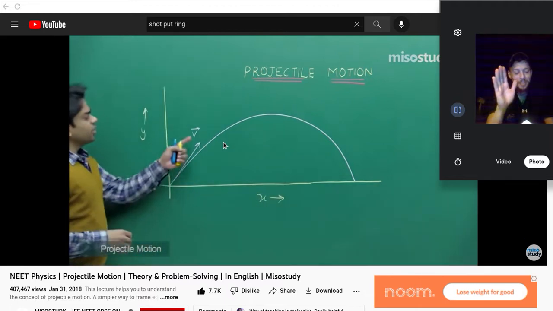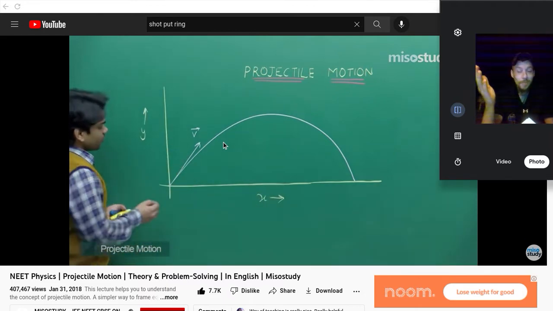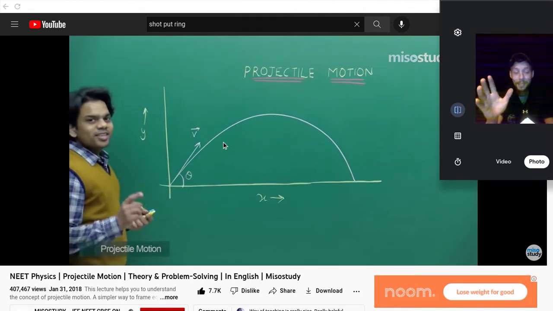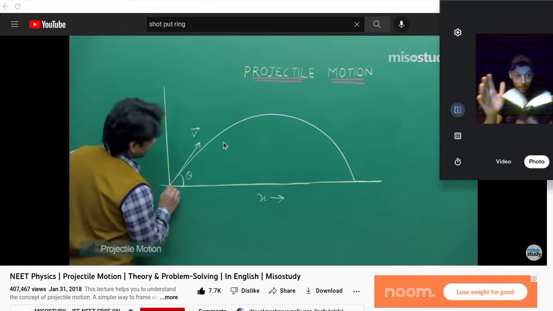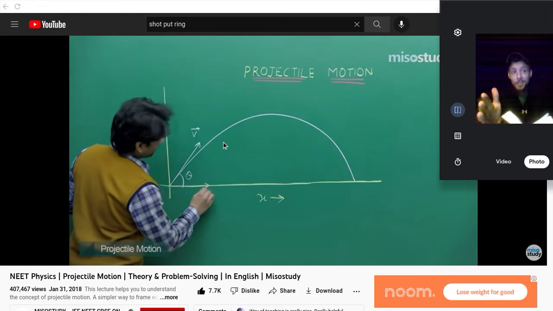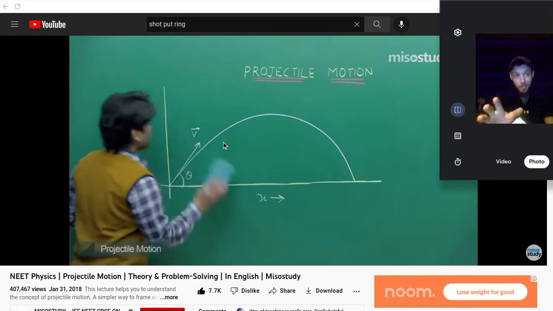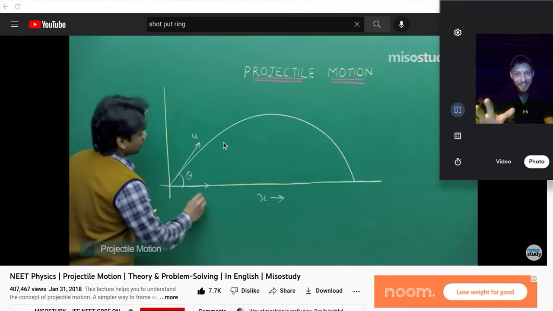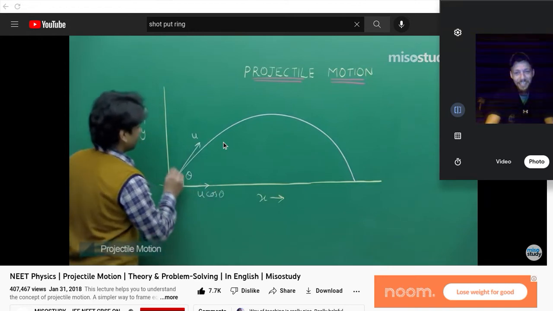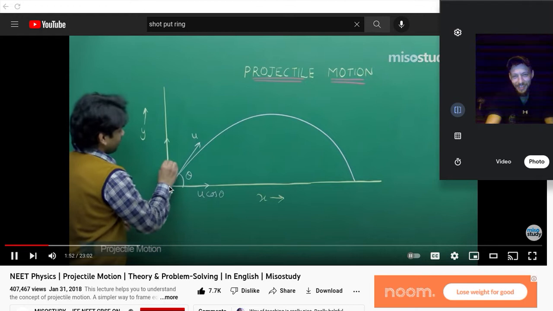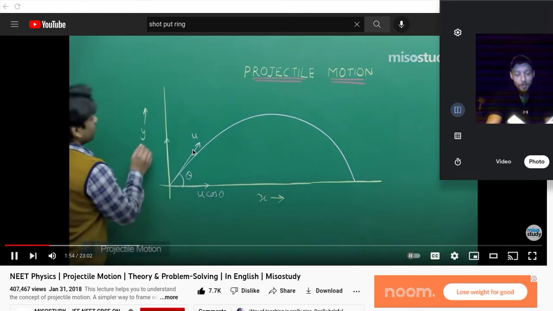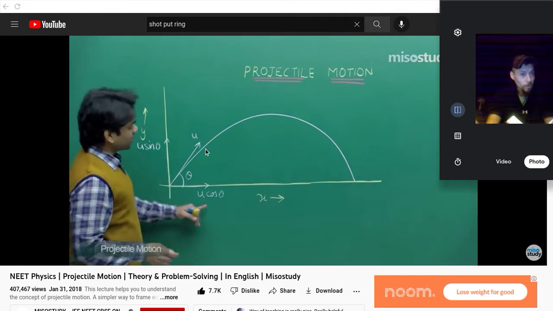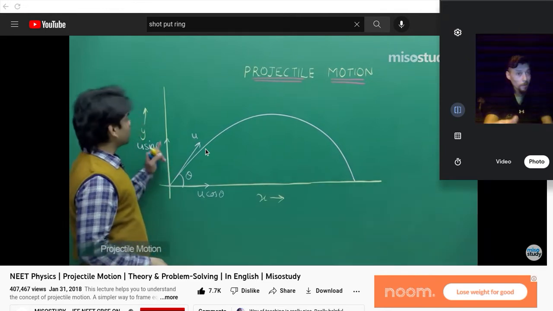Now this was the initial velocity of the particle. Let us say we have a projectile projected at some angle theta with the horizontal. So we can say the initial velocity has got two components. Let us mark it as u. This will be u cos theta, and this will be u sin theta. So we can make the initial velocity u cos theta along the x direction and u sin theta along the y direction.